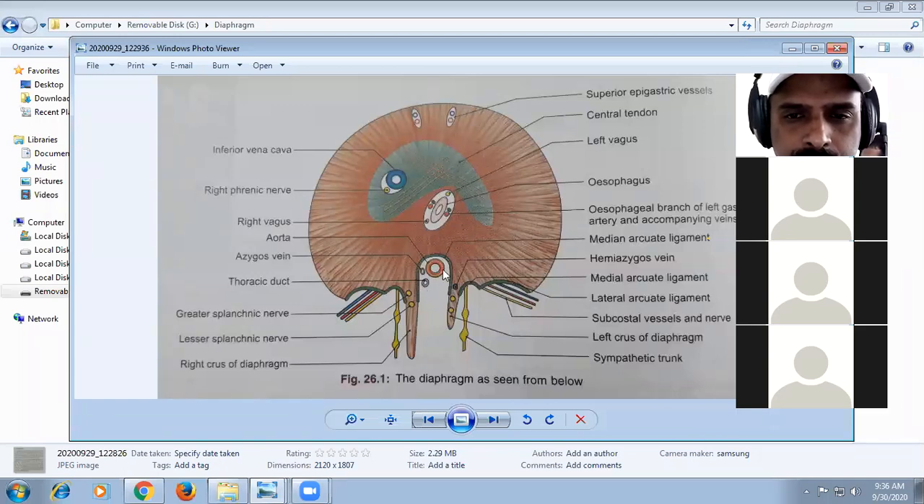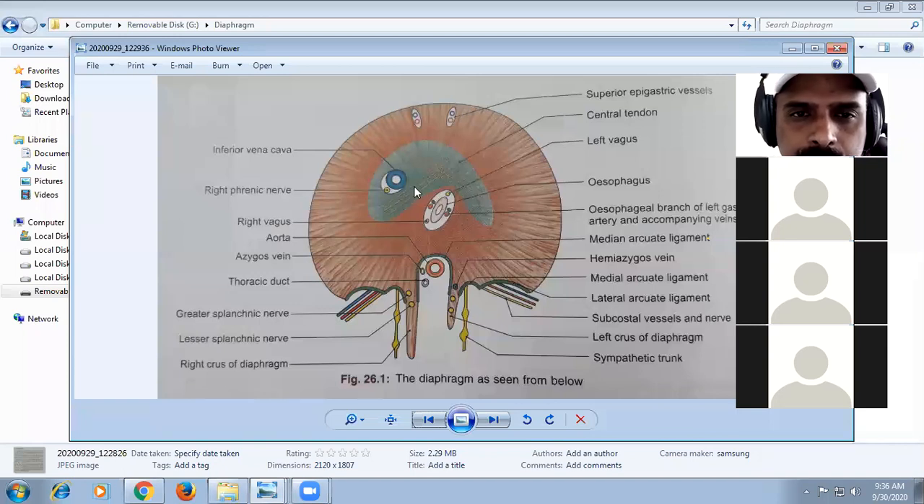You can see with the aortic opening we have the azygous vein and thoracic duct, and with the esophageal opening we have the left vagus, the right vagus, and the esophageal branch of the left gastric artery and accompanying veins, artery and vein.